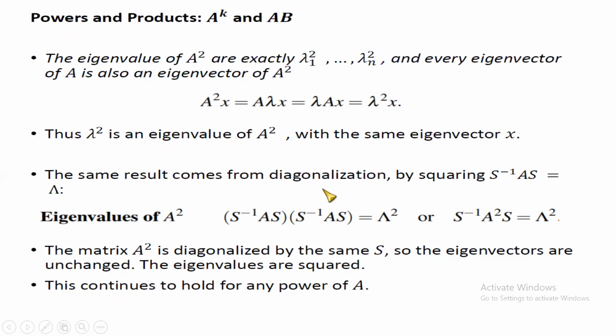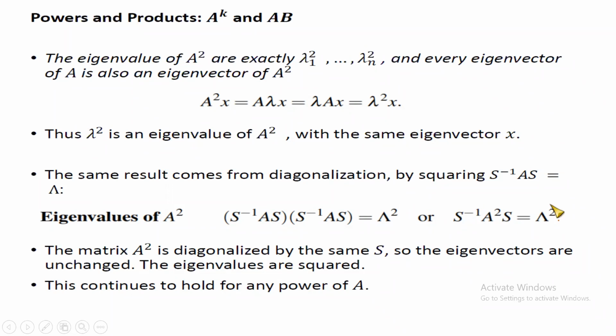The same result comes from diagonalization by squaring S inverse AS is equal to lambda. So for the eigenvalues of A squared, you can multiply each one of those, and you'll get lambda square, and this multiplication will just turn out to have S S inverse equal to I. So A I A will be just A A, that is A square, and we can write that as S inverse A square S, that is equal to lambda square. So the matrix A square is diagonalized by the same S, so eigenvectors are unchanged.